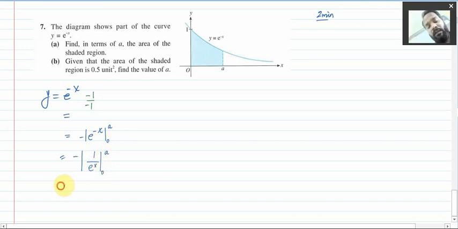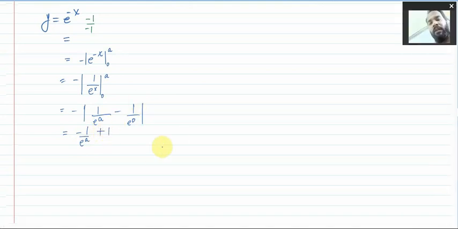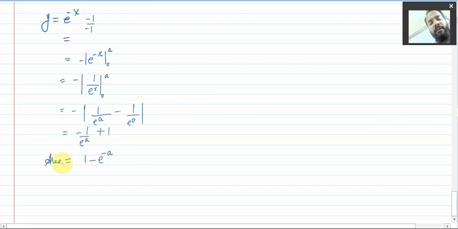So now it will be minus 1 upon e to the power a, upper limit minus lower limit, and we know that every number with 0 power leads to 1, so it's minus 1 upon e to the power a minus minus 1, it's plus 1. Alright, and further I can say that it is equal to 1 minus e to the power minus a, that is your area.